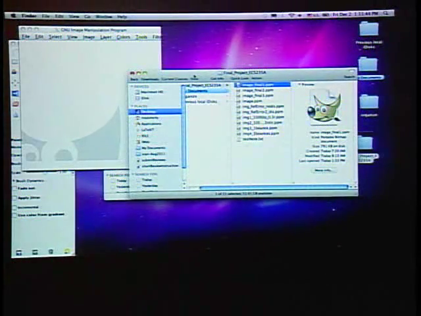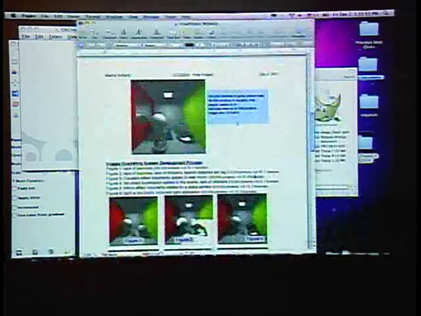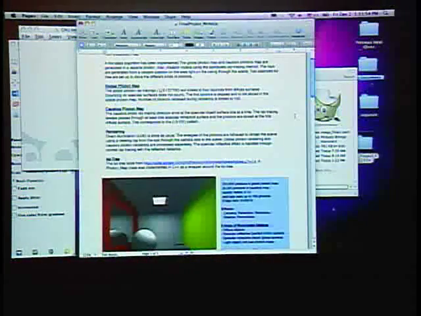Try just dragging it into the GIMP window. Drag the file. How about I just show you my notes here?